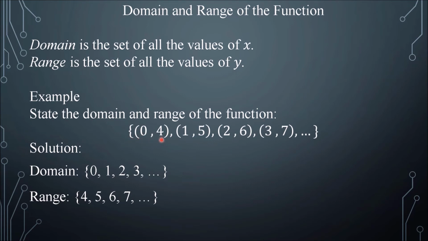0, 4, 1, 5, 2, 6, 3, 7, and so on and so forth. So because domain is a set, we will write this in this form. So 0, 1, 2, so these are the elements because these are the values of x. And range is a set also, so we will write range in this form. 4, 5, 6, these are the values of y in the example. So this is domain, this one is range.